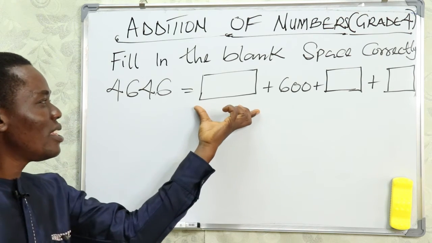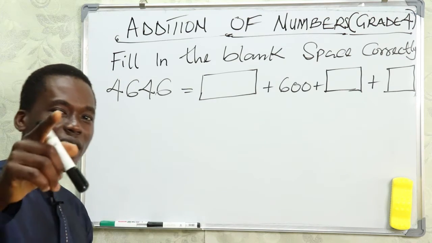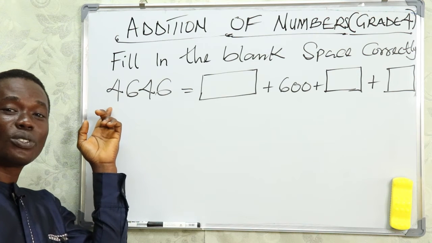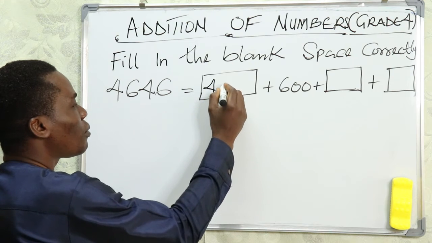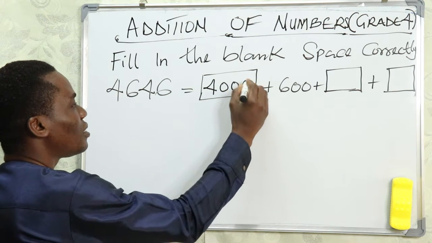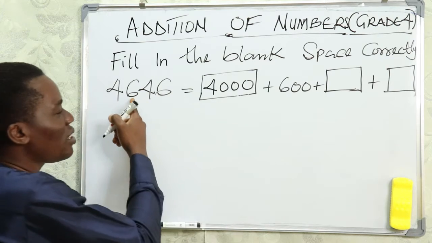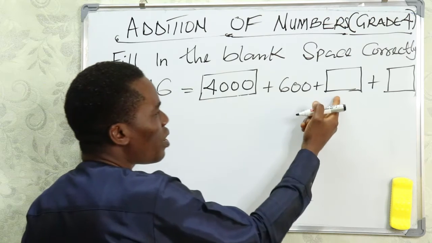Now you are given these spaces and you are asked to fill the space correctly. What will you do? 4 is in the what? In the thousands. So that will be what? 4 what? 4,000. Very good. It shows you are following. Now you have 6 is in the 100. You are given that. Now 4 is in the what?